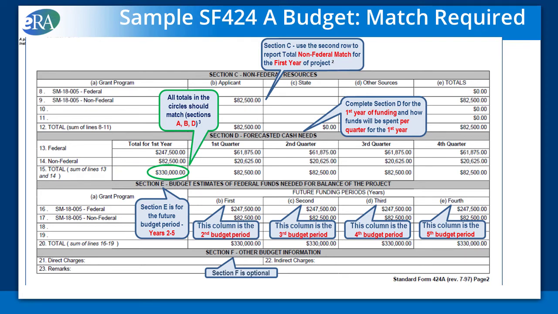Section E is for entering in your future funding needs, divided by federal and non-federal funds. Column B, or the first column, is for the first future funding period, so the second funding period overall. Similarly, column C is for the second future funding period, or the third funding period overall. Section F is for other budget information, and is optional.